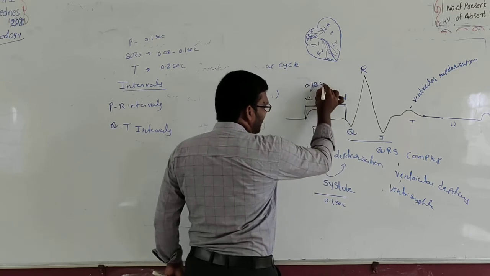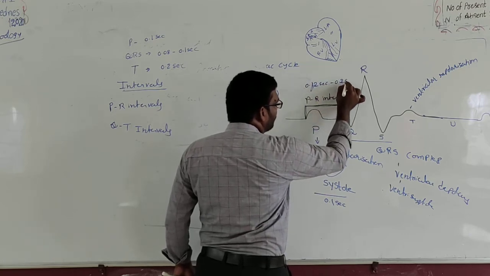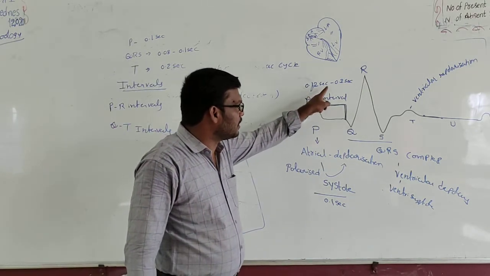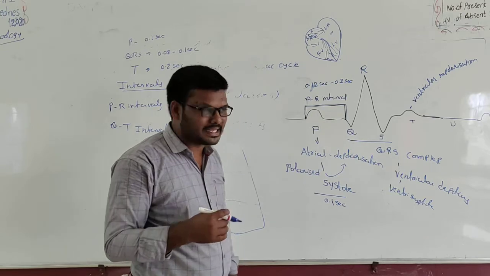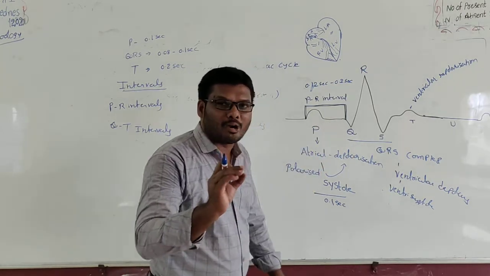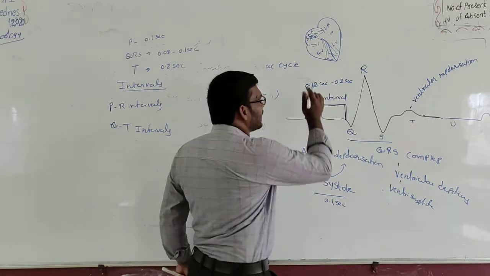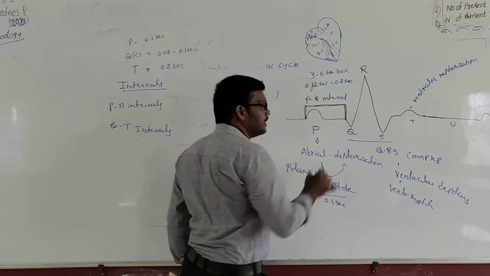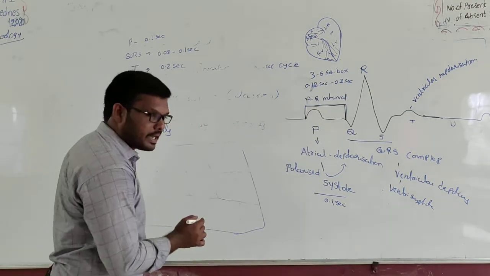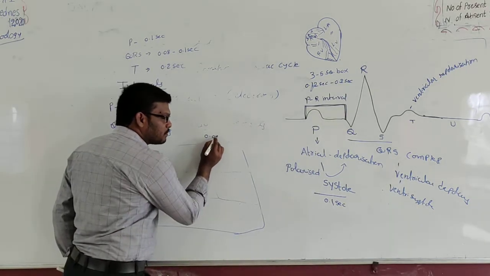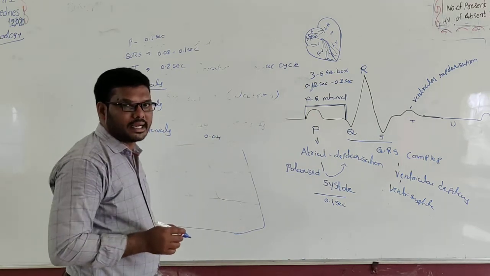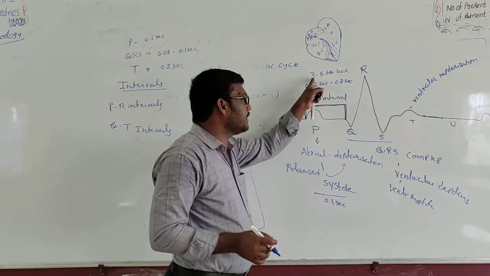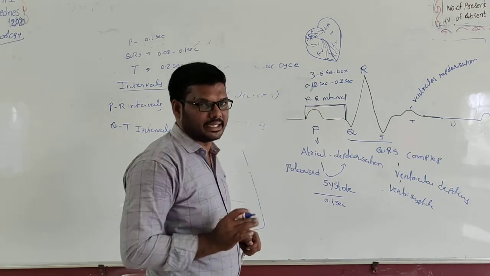This PR interval can take 0.12 seconds to 0.2 seconds. PR interval, how many seconds? 0.12 to 0.2 seconds. Now can I say this region can be occupied by how many small square boxes? 3 to 5 square boxes. Why? Because each box takes 0.04 seconds. If it goes for 0.12 seconds, how many boxes does it occupy? Either 3 to 5 based upon the condition.